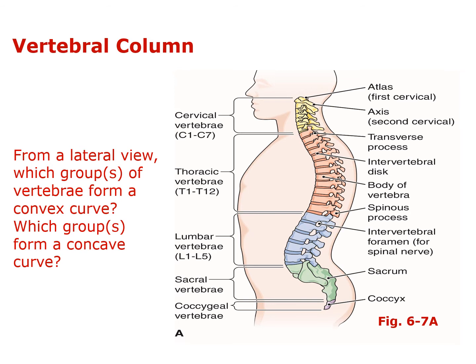Projecting posteriorly, or toward the back, from the bony arch that encircles the spinal cord is the spinous process, which usually can be felt just under the skin of the back. You can feel around at your back, and you can feel those knobs of your spinous processes on each vertebrae. Projecting laterally is a transverse process on each side, and those are attachment points for muscles. Other processes form joints with adjacent vertebrae. A lateral view of the vertebral column shows a series of intervertebral foramina formed between the vertebrae as they join together, and your spinal nerves exit your spinal column from the spinal cord from there.